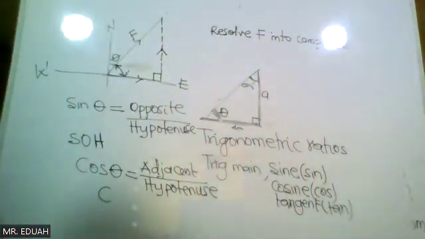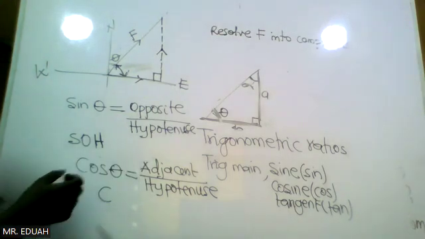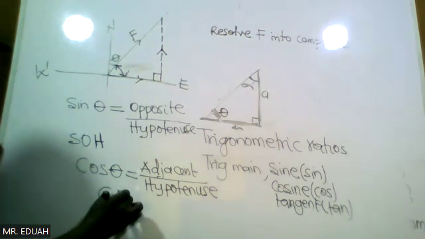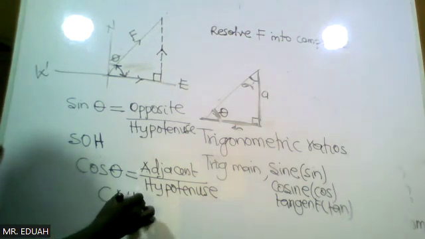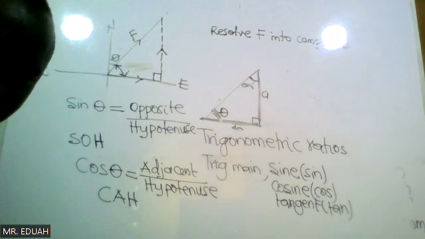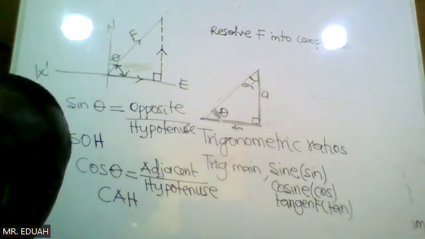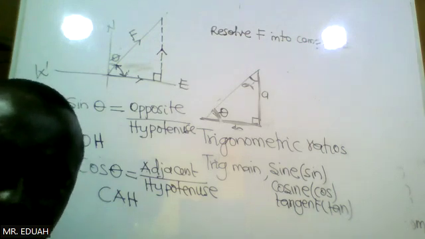Okay, so for easy memory, we pick the C, we pick the A, then we pick the H. CAH. Okay, so at the mention of CAH, the C is cosine.